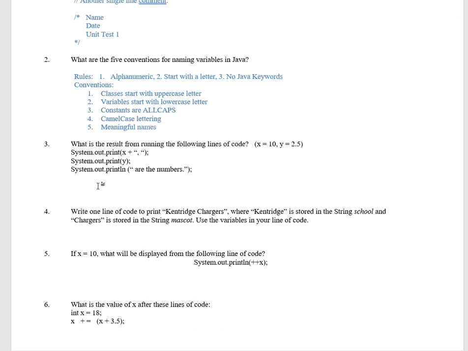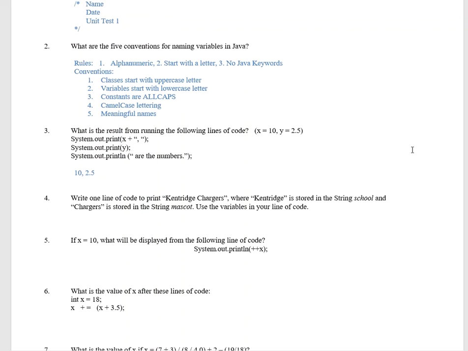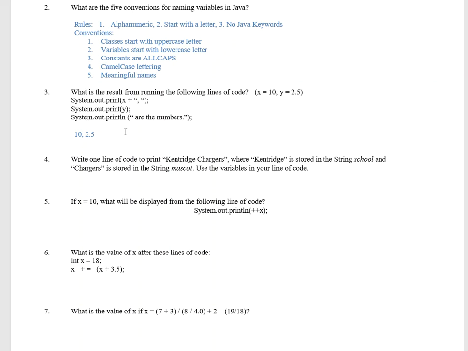So what it's going to print is 10, comma, and then after it puts 10, comma, it's going to put 2.5. And then notice it's a print after the y. So it's going to stay on that line, and then it's going to print are the numbers. And so it will print down here on the bottom, are the numbers.